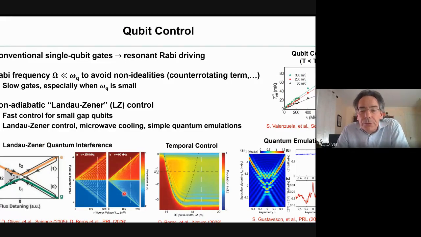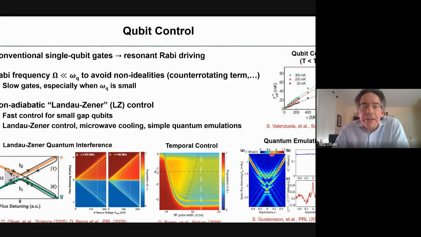A couple of years later, we showed that we can actually do temporal control of a qubit in this way, so time-dependent control. And then later, some experiments, basically quantum emulation of scattering. In this case, it was a model of universal conductance fluctuations, but observed via scattering events at this avoided crossing.